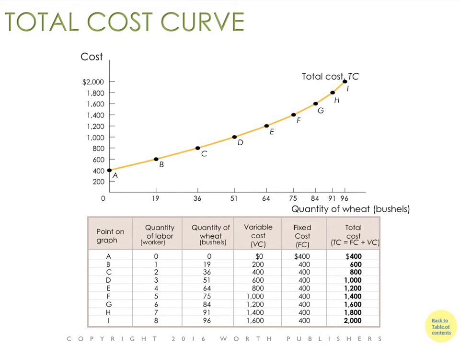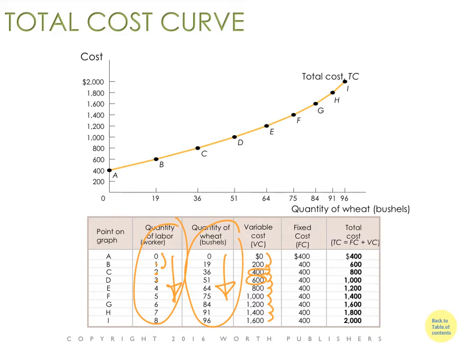So let's imagine a production process for wheat, and the variable input is labor. As we increase labor, wheat increases. But you'll notice the pattern is not at a constant rate. So imagining that each worker costs $200, we can see the increase in total variable cost, right? As we increase workers: one worker, 200, two workers, 400, three workers, 600.